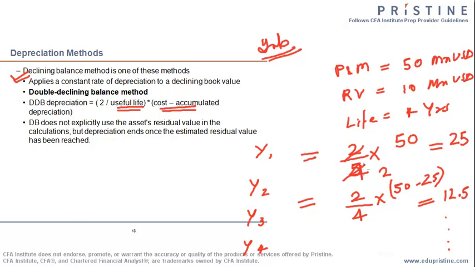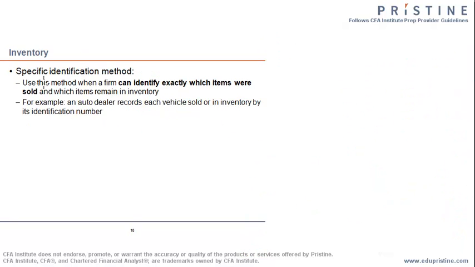Now here the critical point is you would keep on calculating depreciation only to the extent where the written down value becomes 10. For example, 25 and 12.5 is 37.5. The maximum remaining depreciation could be 2.5, after which no depreciation would be charged because you've already written down the entire value of the asset, and that's very critical from an exam perspective.